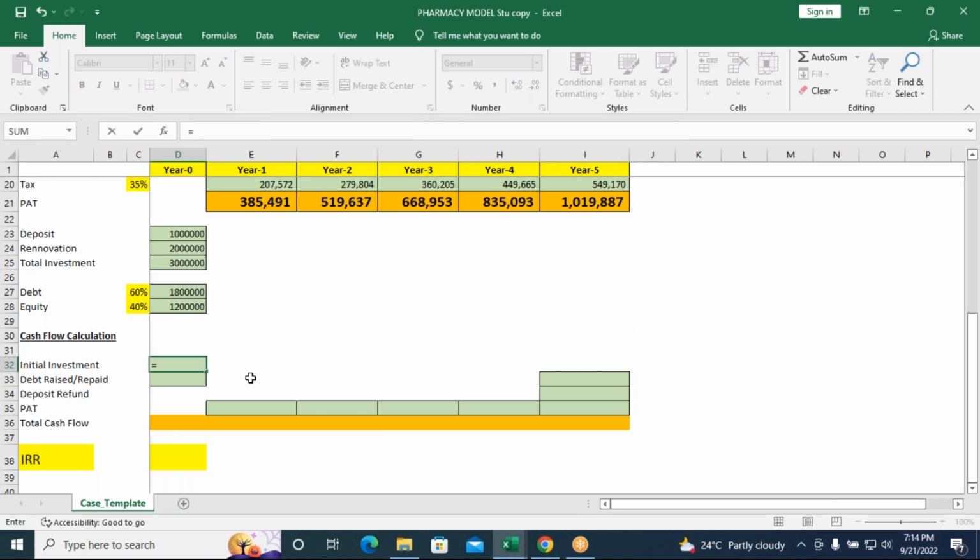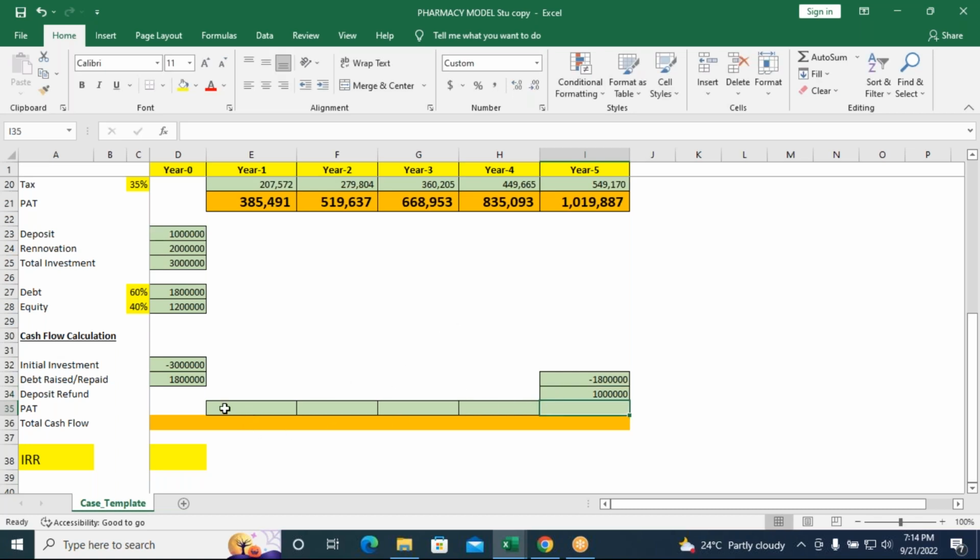So initial investment is equal to minus total investment, because I am investing, the money is going out from me. The debt raised is equal to the debt amount. Initially I'm getting it, but at the end of the fifth year I have to pay it in lump sum, so the debt amount is going out, and the deposit will be refunded to me. So it is equal to the deposit amount, I'm getting it back.